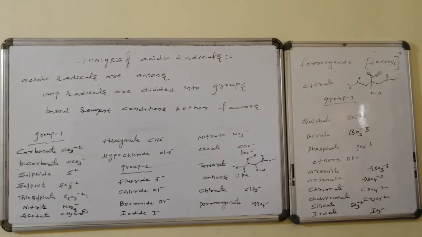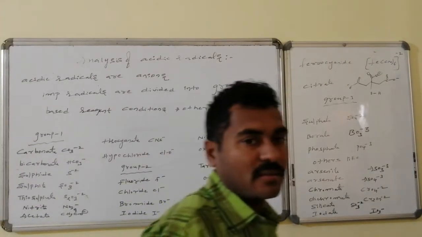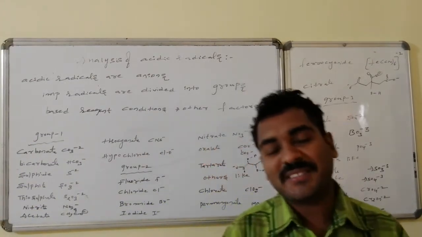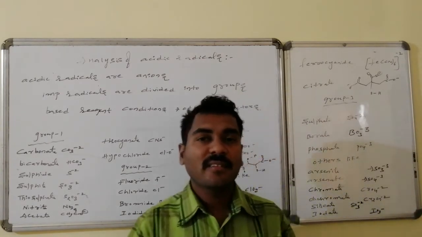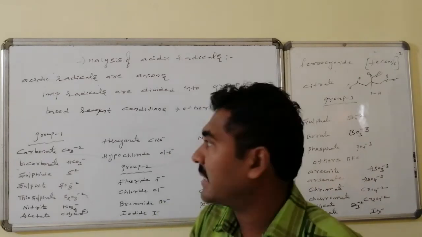Analysis of acidic radicals. Acidic radicals are the counterparts of the H plus. H plus is acid, and the counterpart of H plus is said to be the anion. Generally anions are known as the acidic radicals.